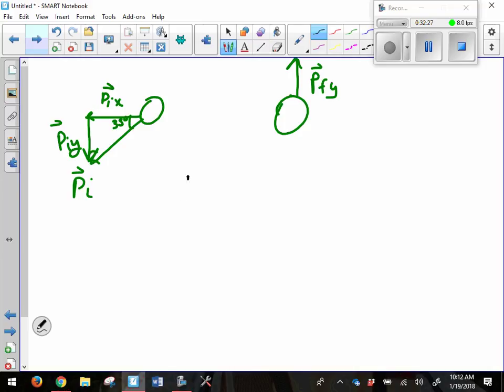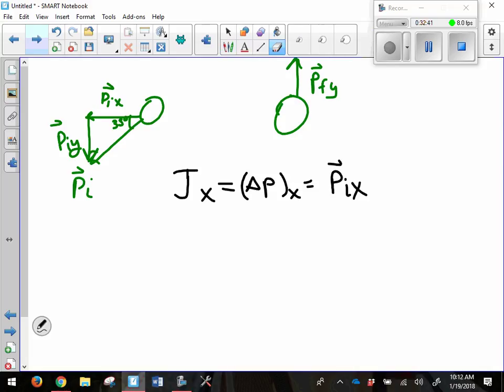So let's look at the x direction. So J_x, which is going to be delta P_x, is going to be P_fx minus P_ix.